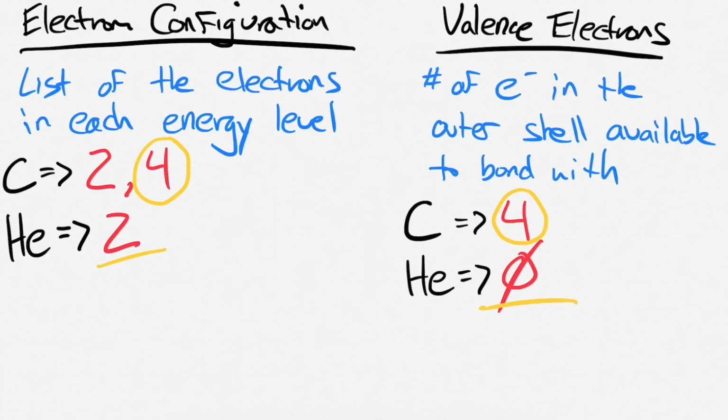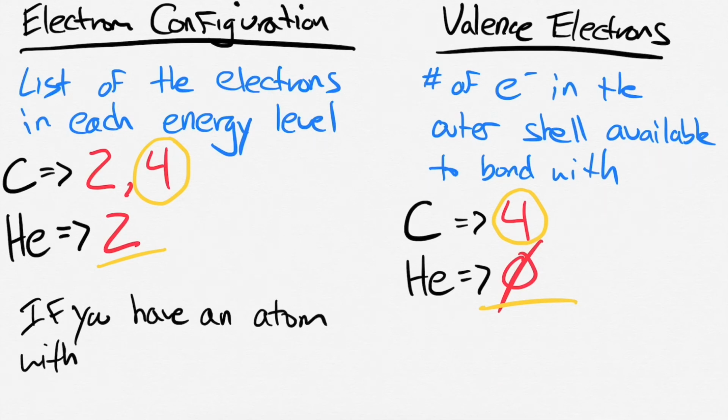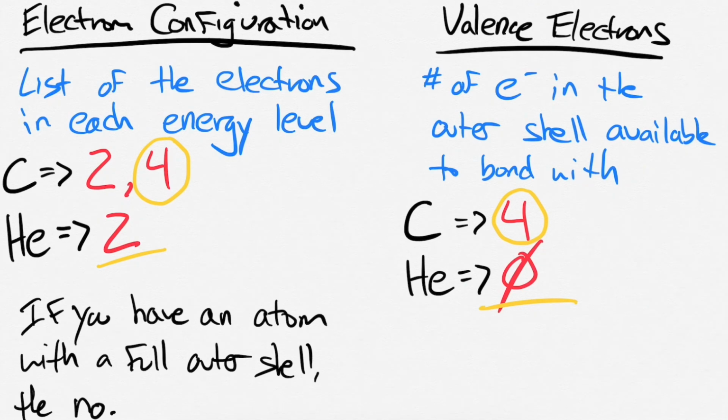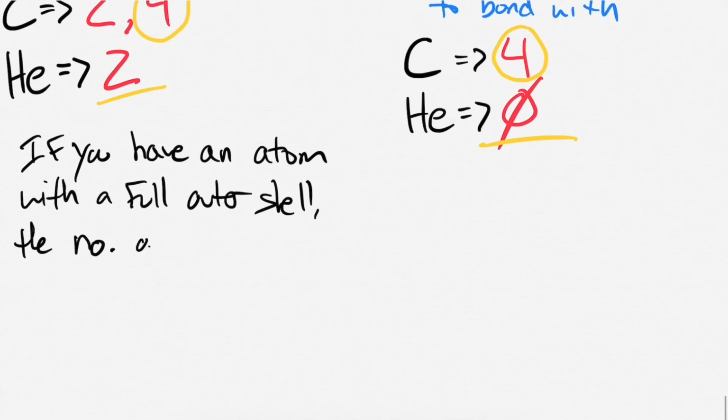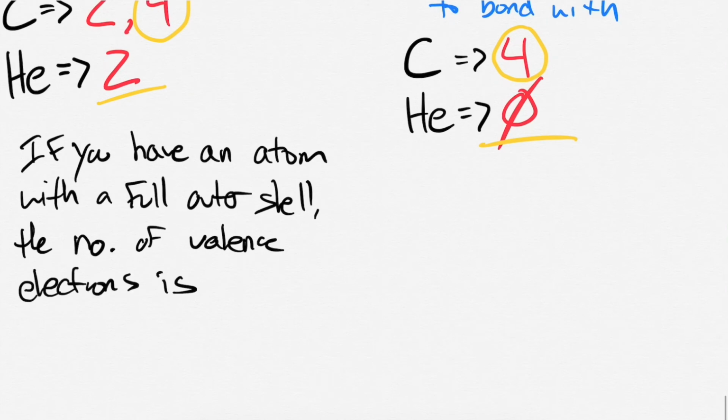So if you have an atom with a full outer shell, the number of valence electrons is 0.